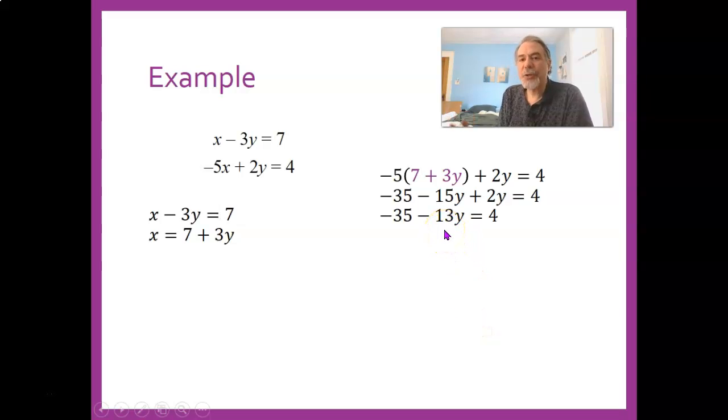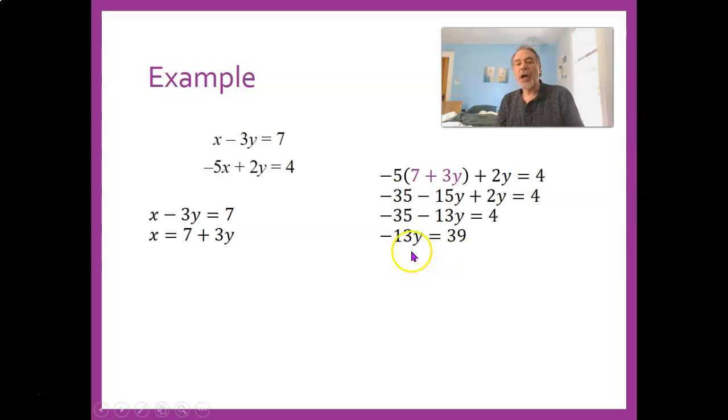Now I want the y term to be by itself on one side, equal to just a number, just a constant term on the other side. So negative 35, you're not welcome here. This side is only going to be for the y term. So to get rid of the minus 35 that's out there, I'm going to add plus 35 to both sides. Then I get negative 13y equals 39. The negative 4 plus the 35 gave me 39.